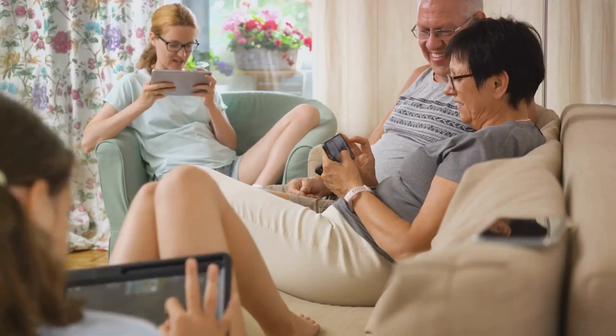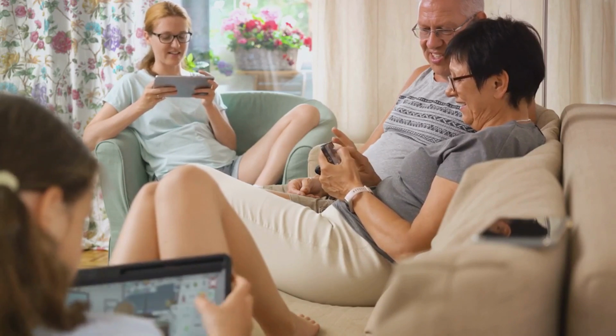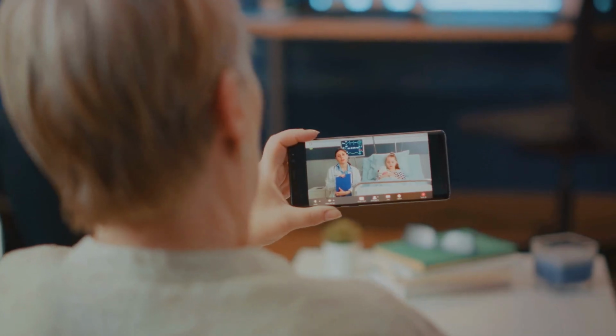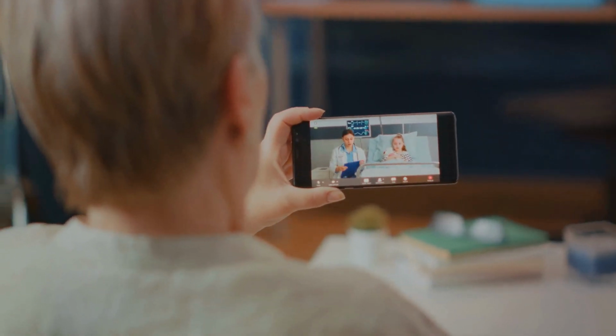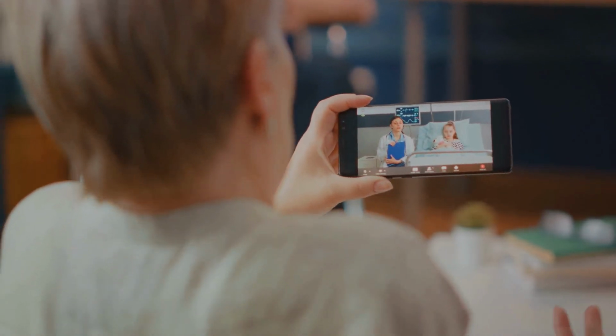And it's not just the big businesses that benefit. Even if you're having a video call with your friends or family or playing an online multiplayer game, SIP is working behind the scenes, ensuring your communication is smooth and uninterrupted.